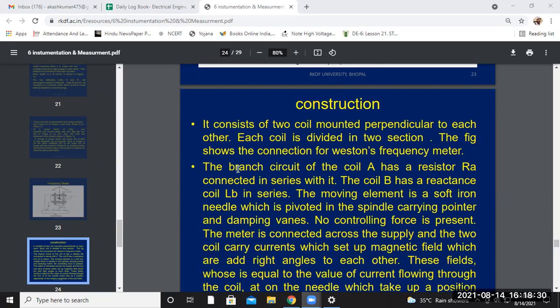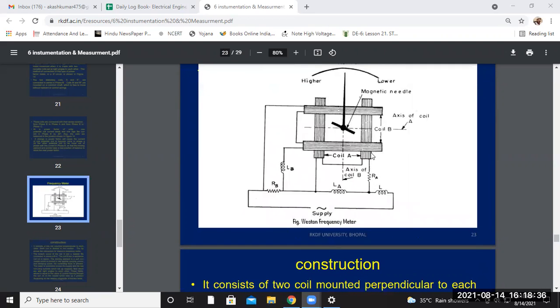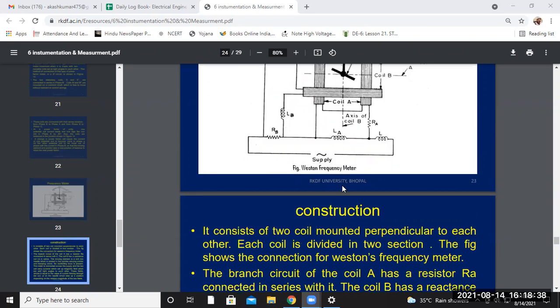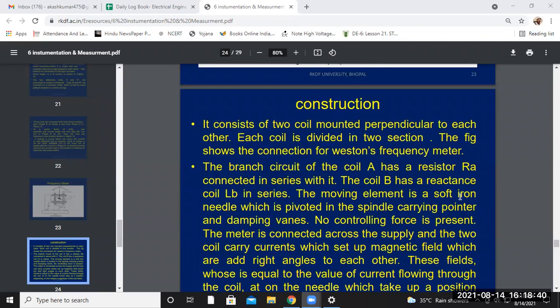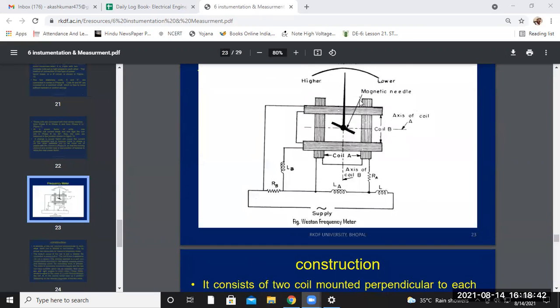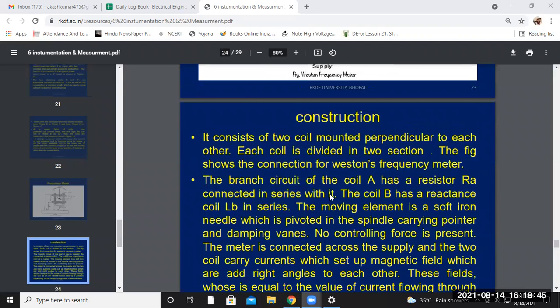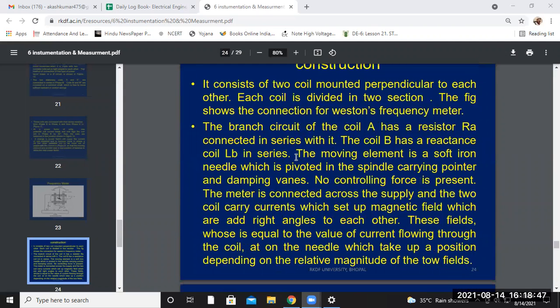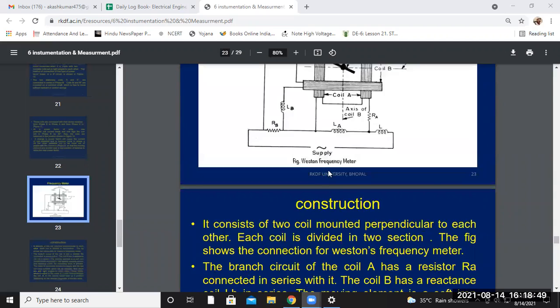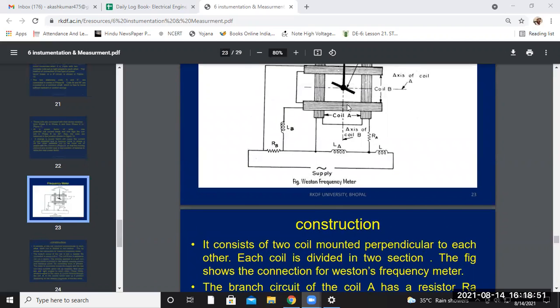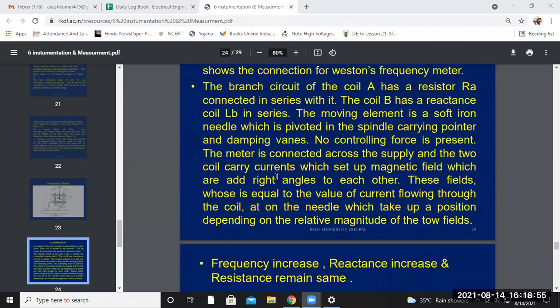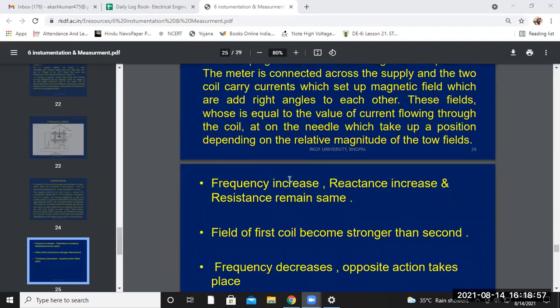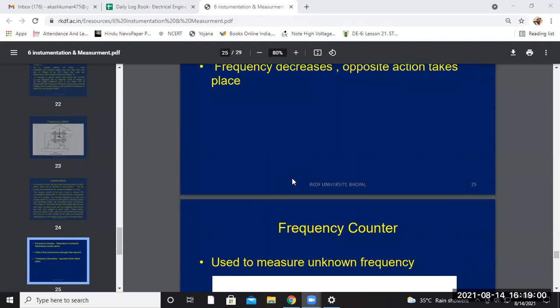The branch circuit of coil A has a resistance RA connected in series with it. Then the moving element is a soft iron needle. Then coil B has a reactance coil LB in series. This is coil B and this is coil A, so those are connected in series. These are some basic instruments.